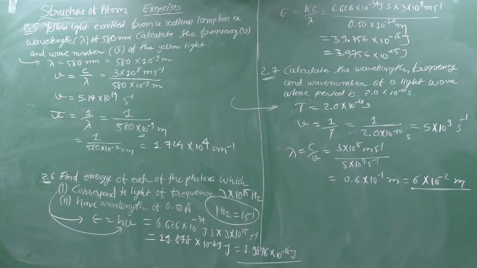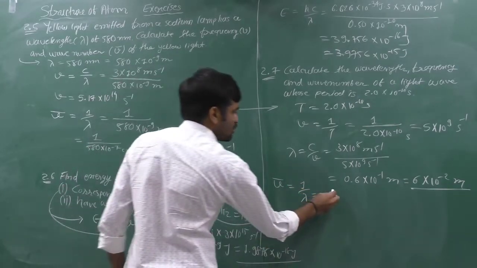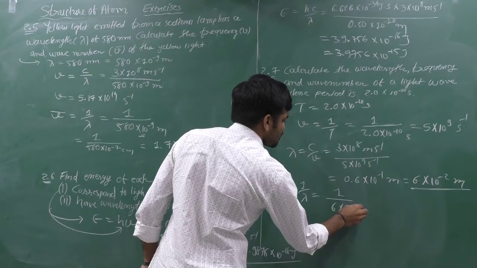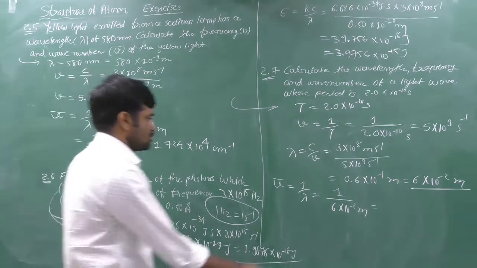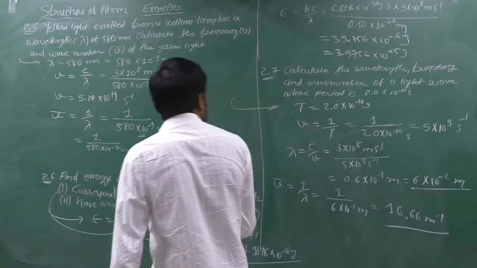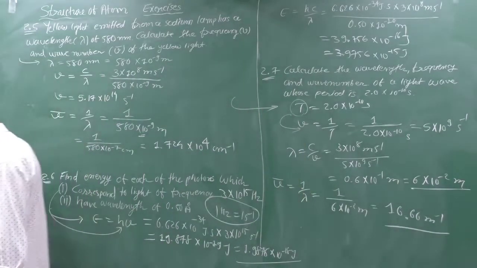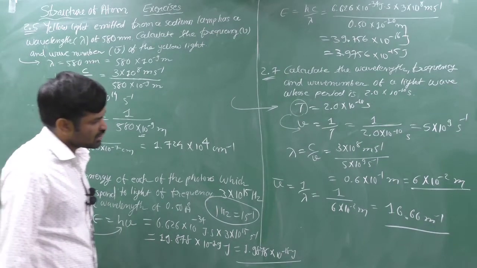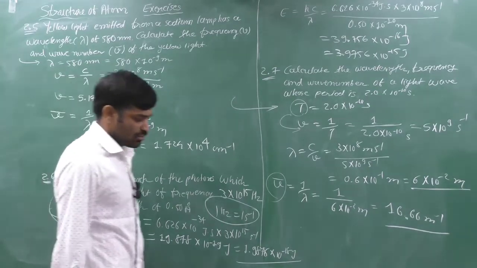Clear? Now wave number mu bar is equal to 1 upon lambda. It is wave number 1 upon lambda, which is 1 upon 6 into 10⁻2 meter. Therefore it is 16.66 meter inverse. It is a simple calculation. Means time period આપ્યો તો એના ઉપરથી first we can calculate the frequency. From the frequency we can calculate lambda and matlab wavelength, and from the wavelength we can calculate the wave number, which is mu bar. Very simple. So here we can complete up to 2.7.